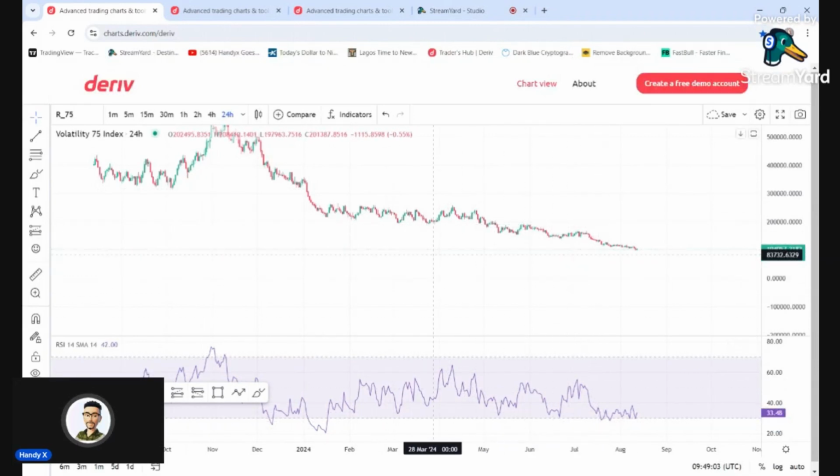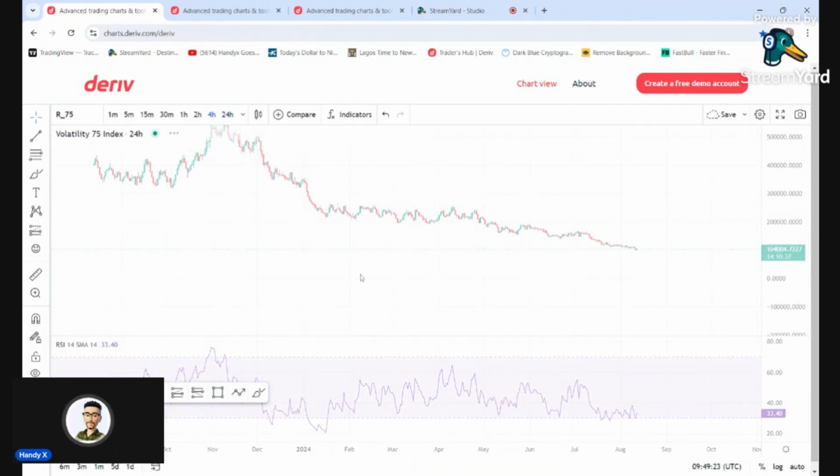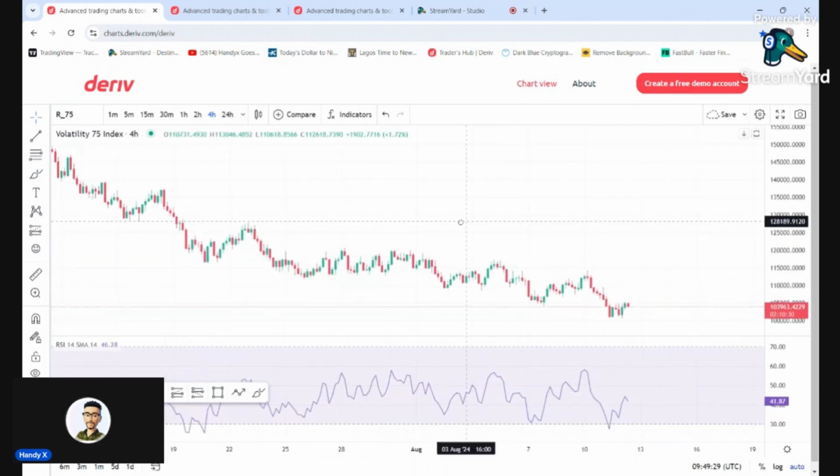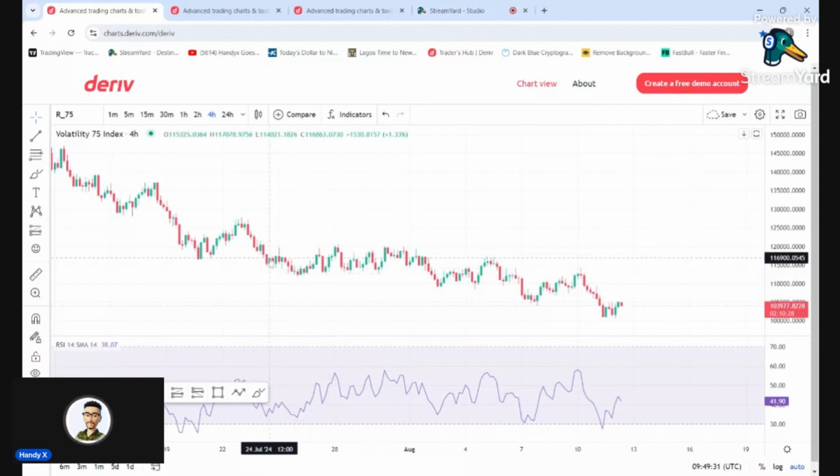I really can't see much here, and if you look over time, the volatility 75 index has always been on the downturn. So whatever opportunity you'll be looking for here will definitely be around selling. From what we're looking at right now, we didn't see anything. So I'll move down to the 4 hours. Okay, the 4 hours, and I don't see anything.